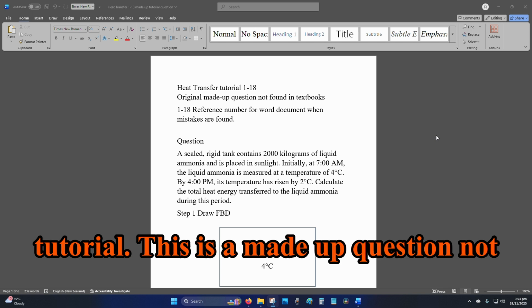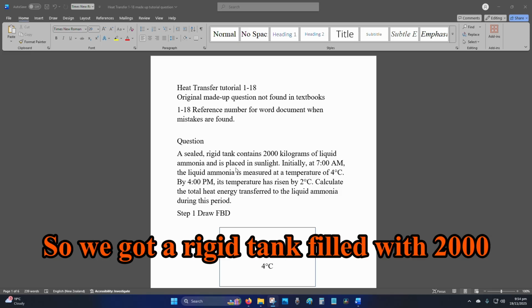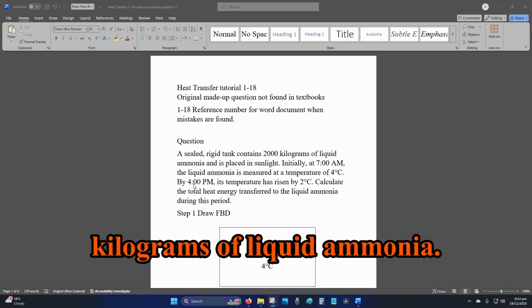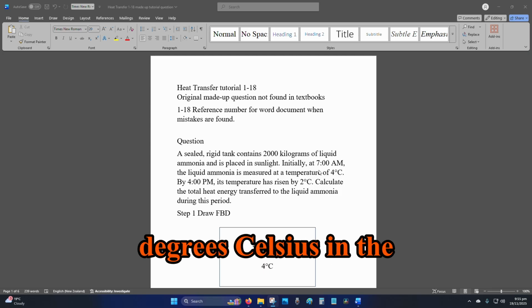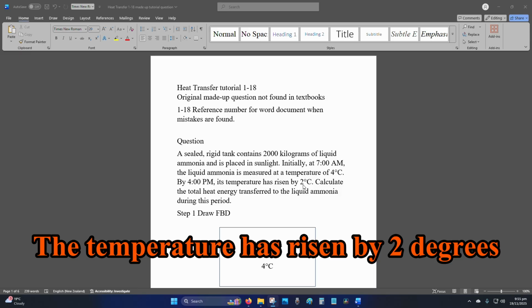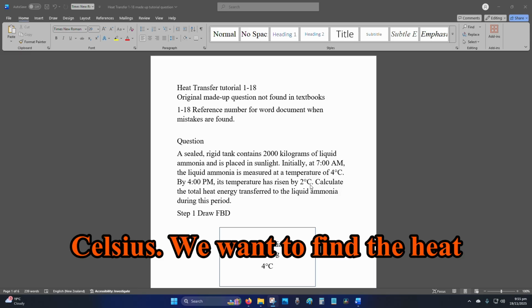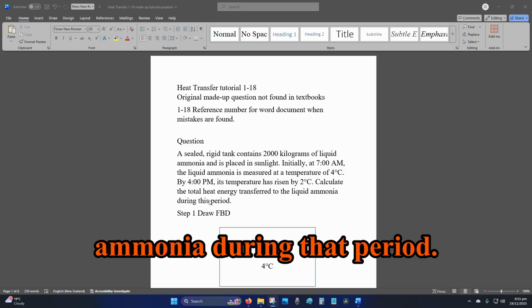This is a made-up question not found in your textbooks. So, we've got a rigid tank filled with 2,000 kilograms of liquid ammonia. We have an initial temperature of 4 degrees Celsius in the morning. In the afternoon, the temperature has risen by 2 degrees Celsius. We want to find the heat energy that is transferred to the liquid ammonia during that period.